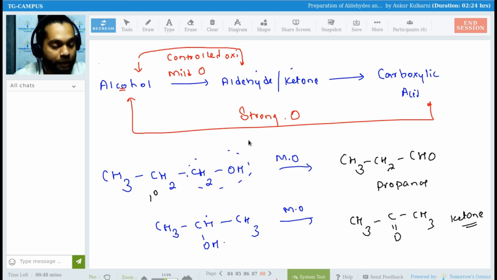Come on, write it down. When you use a primary alcohol, you get an aldehyde. When you use a secondary alcohol, you get a ketone. Done. Prashanti is done. Sarjana done.